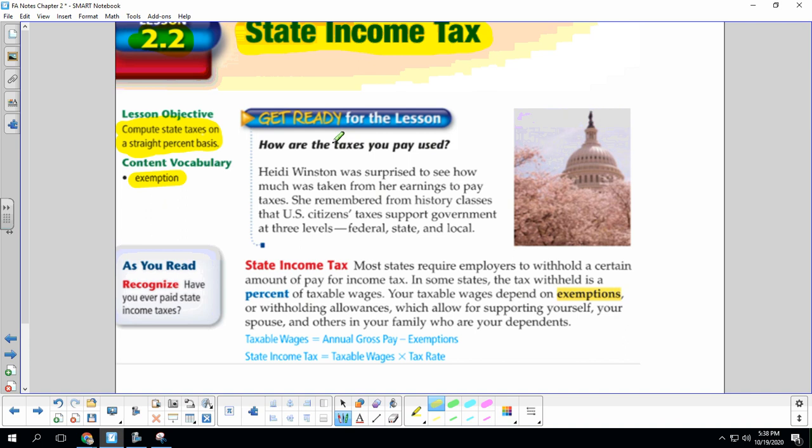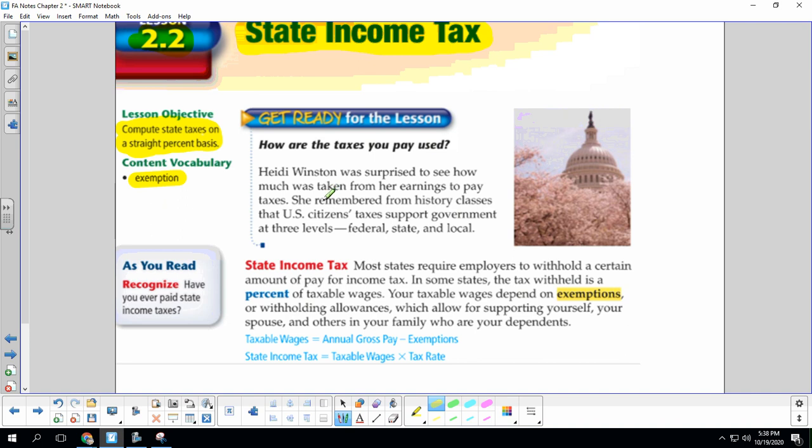How are the taxes you pay used? Heidi was surprised to see how much was taken from her earnings to pay taxes. I personally have about 45% of my paycheck taken out in taxes. It's very fun when you get your paycheck and then you look at how much you actually made and you're like, oh, that would have been a lot of money, but okay.